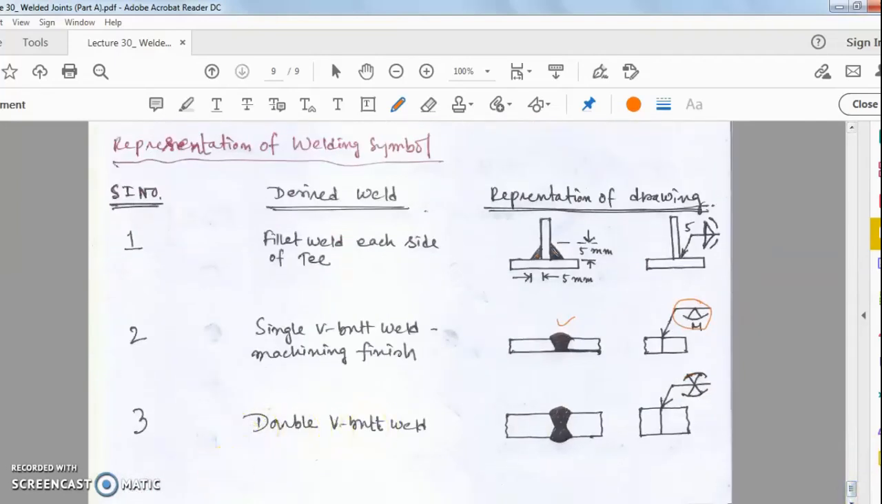Now similarly the double V-butt weld looks like this, and if you represent it symbolically in design, it will be like this. There are several representations you can find in your textbook also. The main important representations I have just drawn and shown you here, and for your interest, if you go through your textbook, you can find lots of representations of different welding symbols.